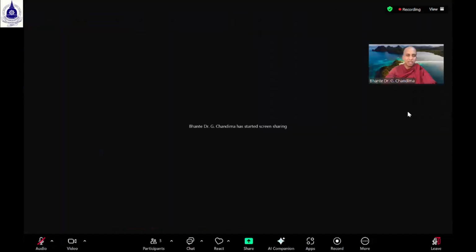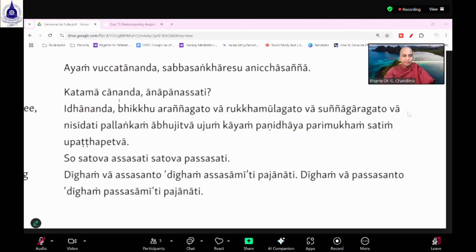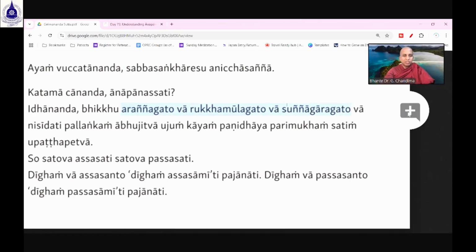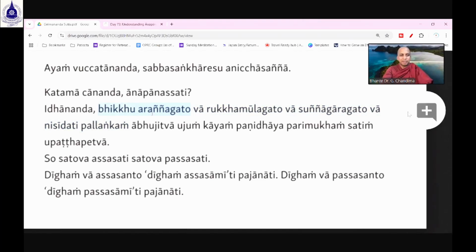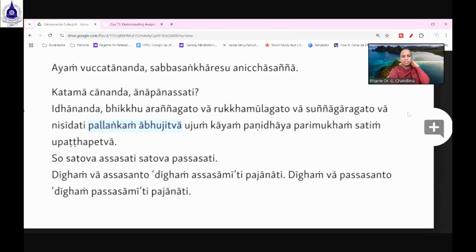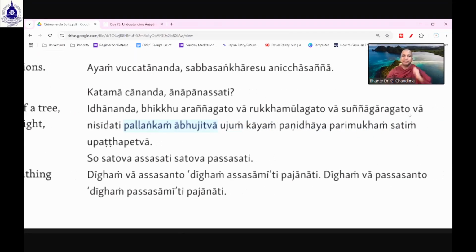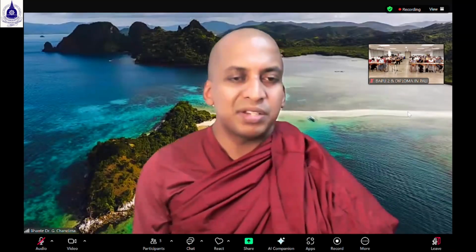The first thing the Buddha asks us is Aranyagatowa, Rukamulagatowa, Sunyagaragatowa, depends on the place where you are. Nisidati, sit down. Pallankam abhujitva. Okay, Pallankam abhujitva, you can see here, cross-legged. Now this depends. We don't see the culture of sitting down on a chair or seat at that time. Perhaps that was the culture at that time. That doesn't mean that everybody who wants to practice breath meditation must sit down on the floor. But at that time, this was the commonplace.